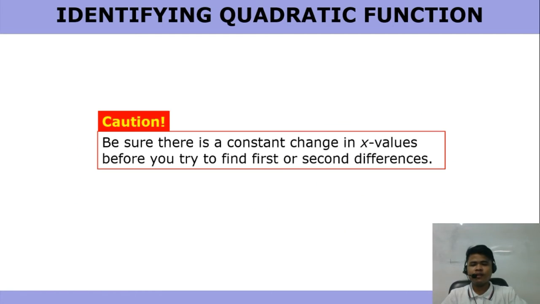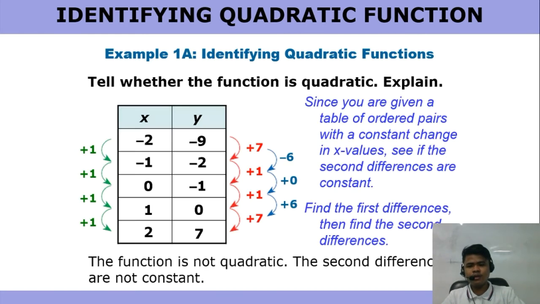Be sure that there is a constant change in x values before you try to find the first or second differences. Here, you need to check first if there is a constant change in x values before proceeding to find the first differences and second differences in y values.